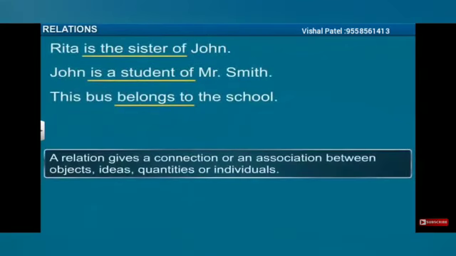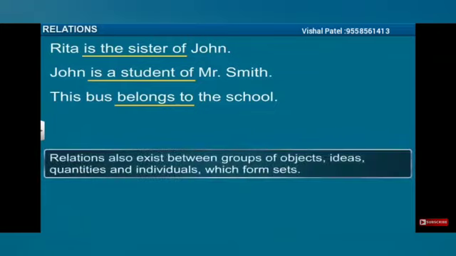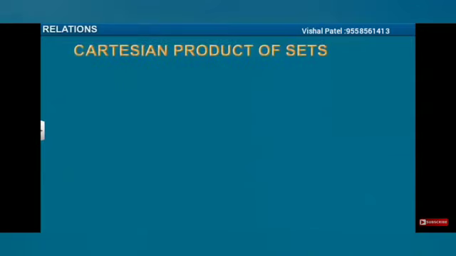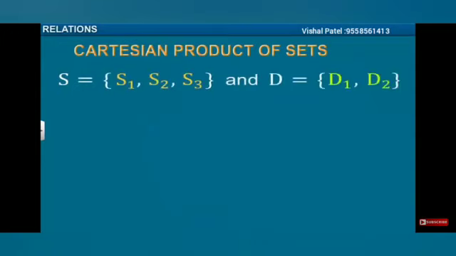So a relation gives a connection or an association between objects, ideas, quantity or individuals, and is called a relation in our normal life. Relation also exists between groups of objects, ideas, quantities and individuals which form sets. So in mathematical language, to understand relation, first of all we recall the topic of Cartesian product of sets. So here S is equal to {S1, S2, S3} and D is equal to {D1, D2}.